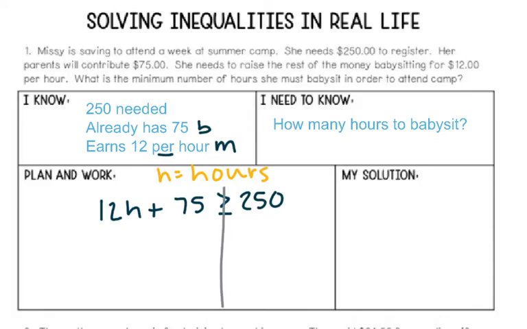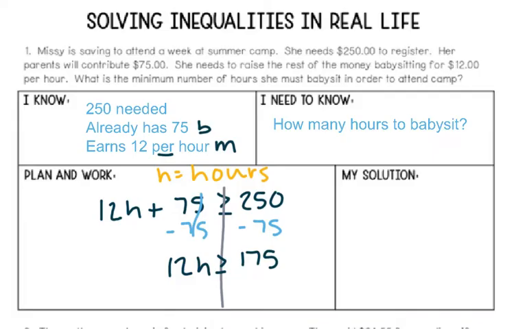First, I draw my mirror down that symbol, and then I get rid of the addition or the subtraction first by undoing those with the inverse operation. Right now I have addition, so I'm going to use the inverse, which is subtraction, to subtract 75 from both sides of my inequality. After subtracting 75, the left side cancels out and I'm just left with 12H is greater than or equal to 175.